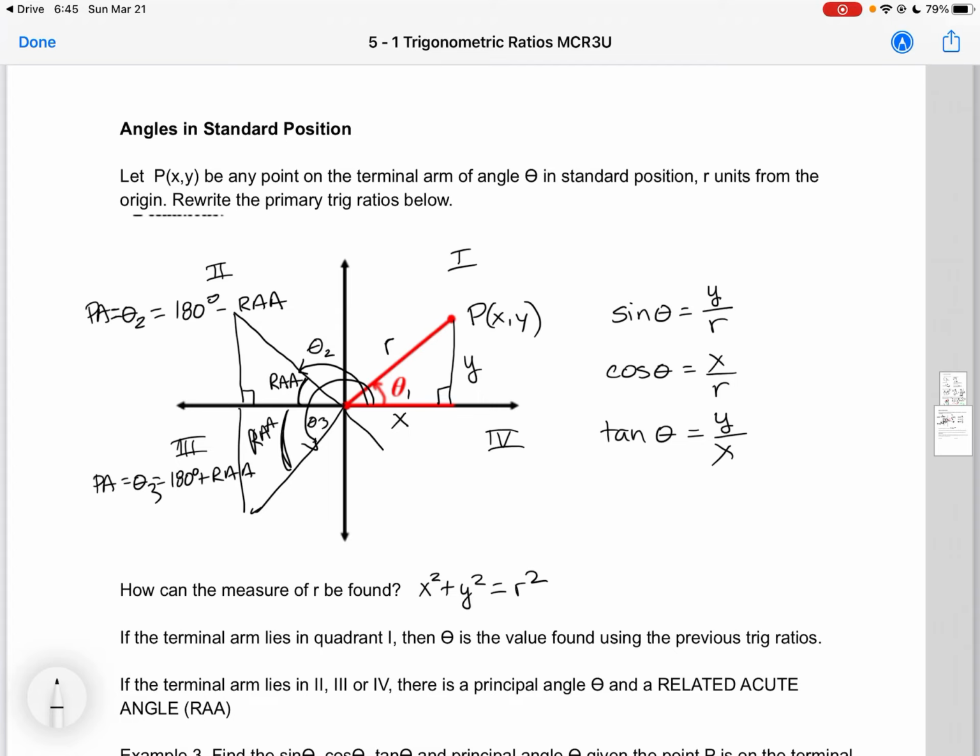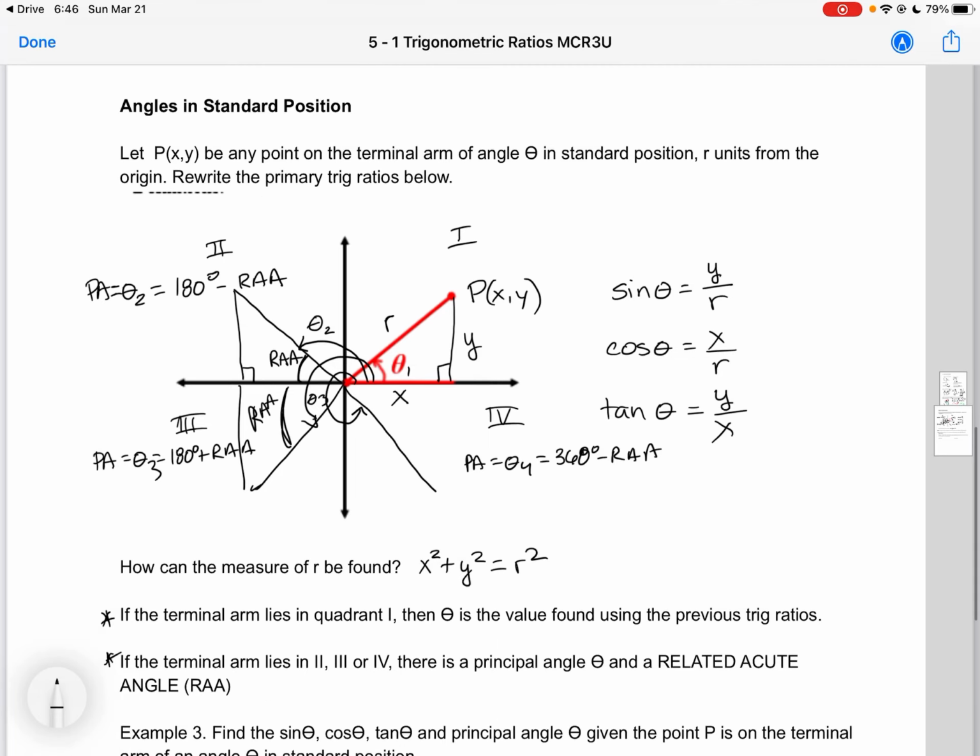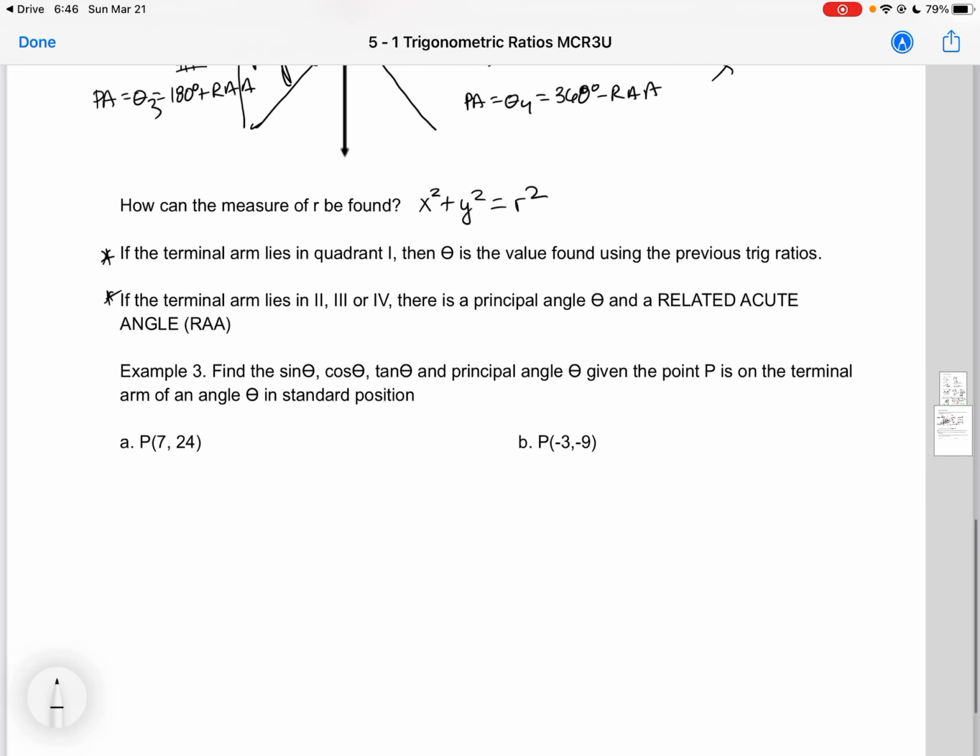And then finally, if we're in quadrant 4, all the way around, our principal angle, or our theta 4, is just equal to 360 degrees, take away our related acute angle. So that is going to be important to remember, and let's take a look how that works out in our next example.